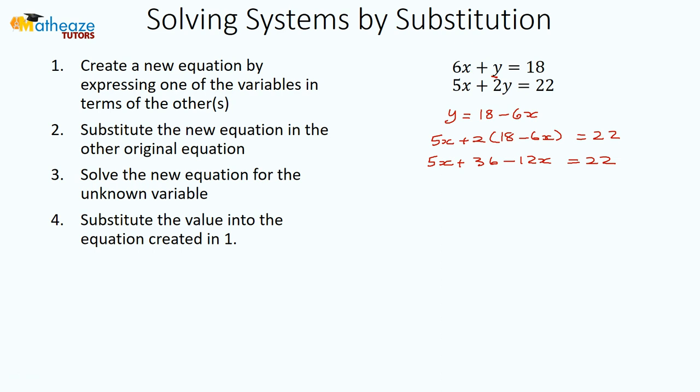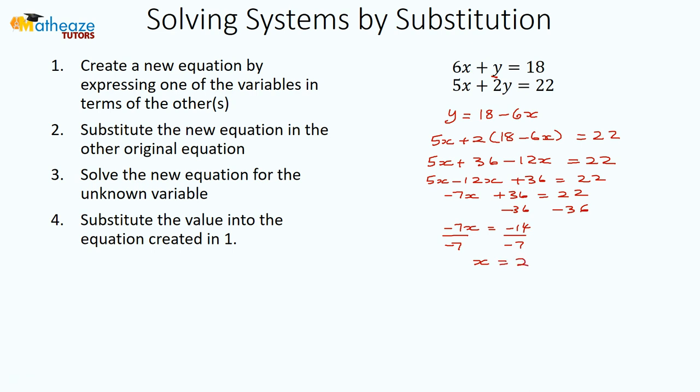So let's group common terms. 5x minus 12x plus 36 equal to 22. So negative 7x plus 36 equal to 22. We subtract 36 from both sides. So now we have negative 7x equal to negative 14. And then we divide both sides by negative 7. So x is equal to 2.